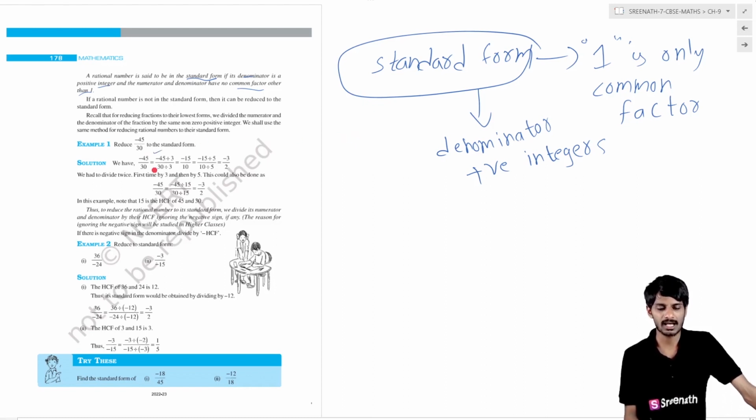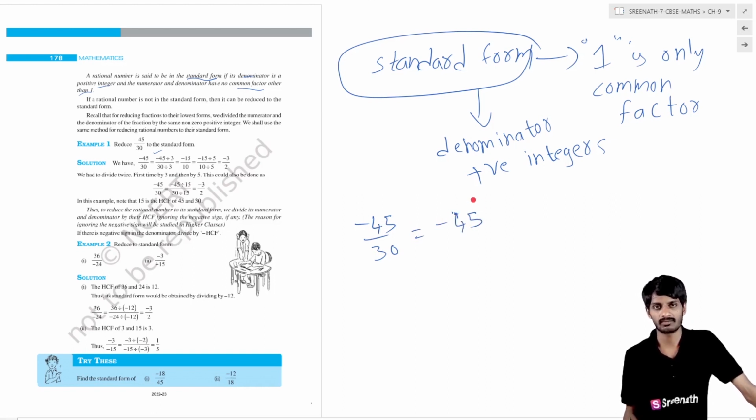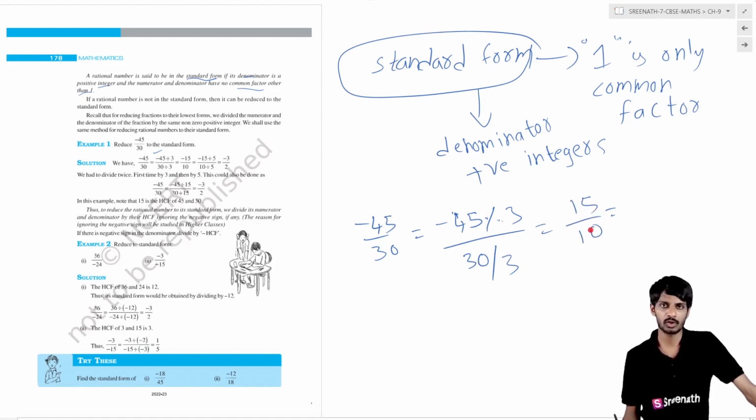For example, minus 40 by 45. How can you reduce it to standard form? Very simple. We can divide by 3, and you have to divide both numerator and denominator by the same number. So that becomes 15 and this becomes 10. Again, you have to divide with the same number.